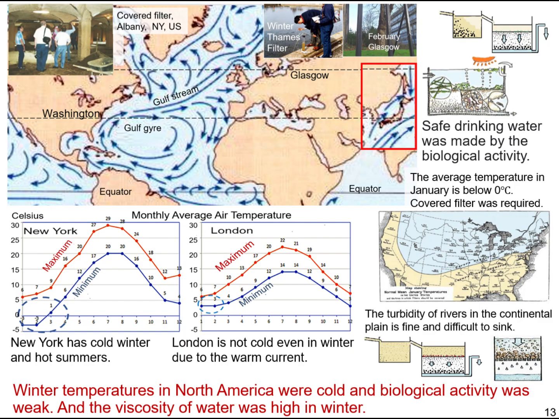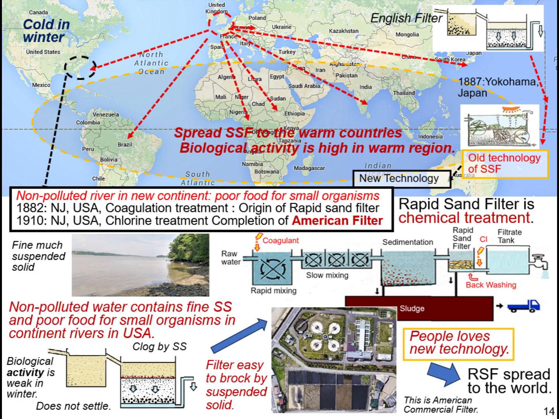English filter was introduced in USA. However, winter temperatures in North America were cold and biological activity was weak. And the viscosity of water was high in winter. Non-polluted river in new continent. This means poor food for small organisms.